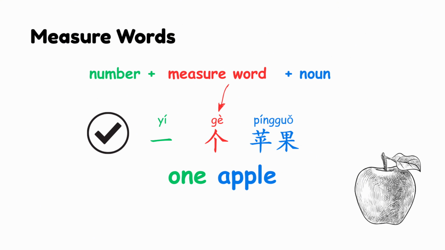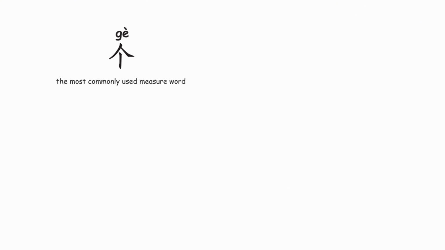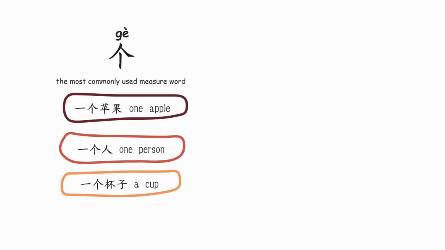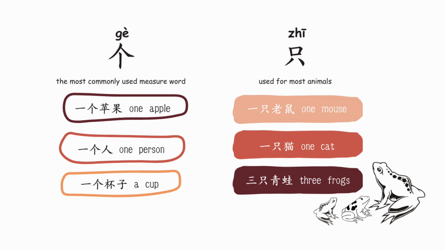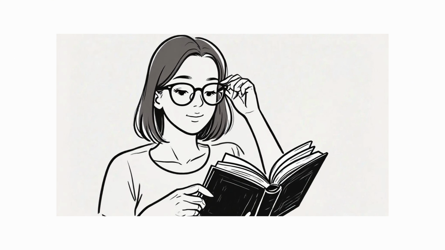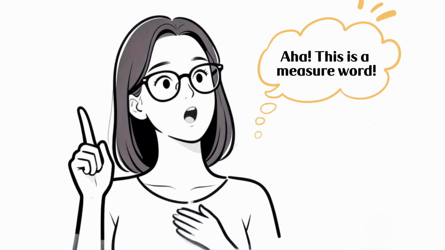Different nouns use different measure words. For example, 个 can be used for most nouns, especially those that do not have a specific measure word. For example, 一个苹果，一个人，一个杯子。只 is used for most animals, like 一只老鼠，一只猫，三只青蛙。We'll dive deeper into measure words in future lessons. For now, just remember they exist and start noticing them when you see or hear Chinese.